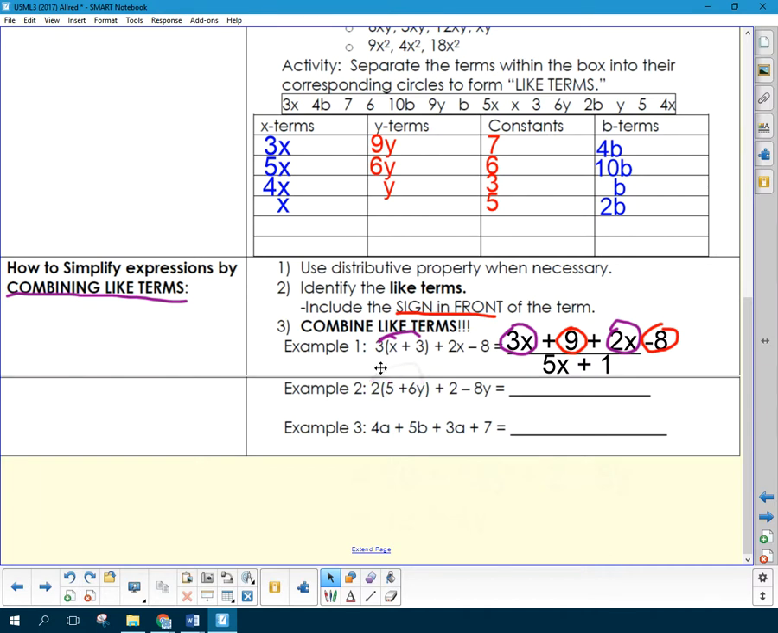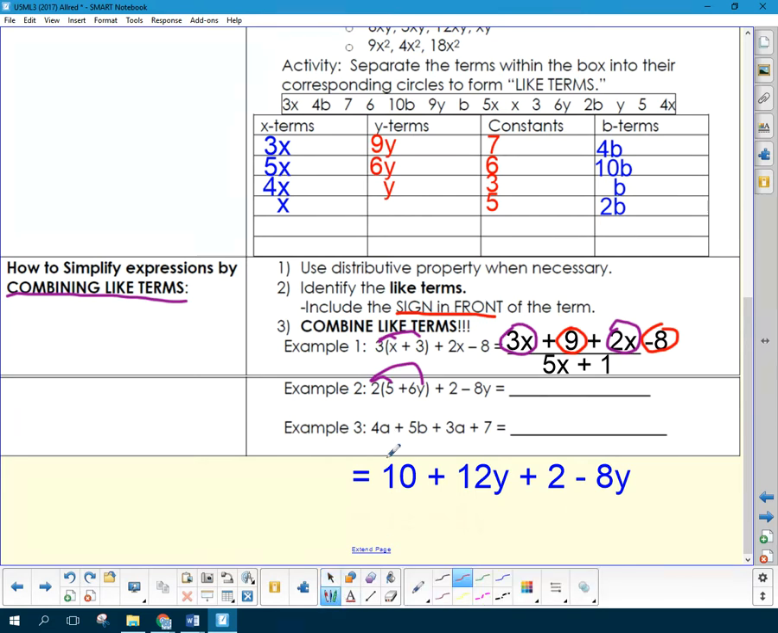Example 2, you're going to distribute. 2 times 5 is 10 plus 2 times 6y would be 12y. So this is the distribution part right here. Okay. Plus 2 minus 8y. You can copy and paste the rest.